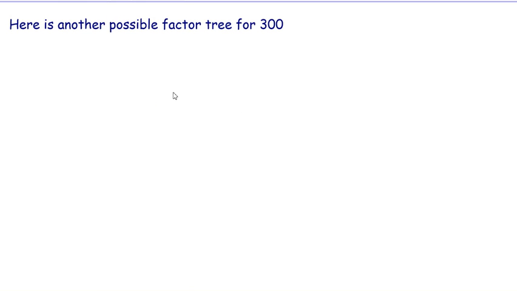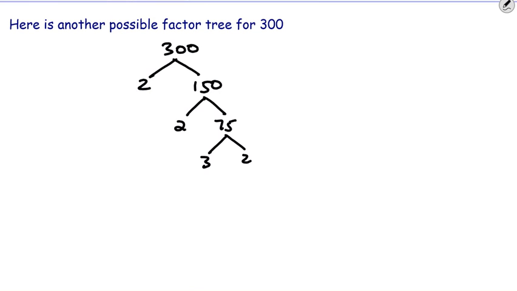Okay, suppose you want to come up with another possible factor tree for 300. We can do that. So we can start with 300. Now, instead of 10 and 30, we can use different numbers. 300 is a multiple of 2, so we can start with 2 here. Then we end up with 150, 75, 25, and then 5 and 5.